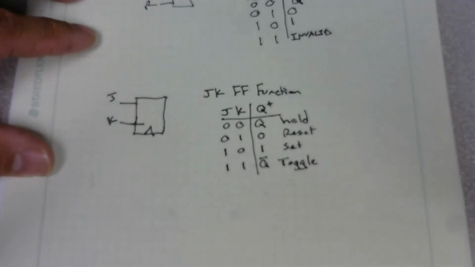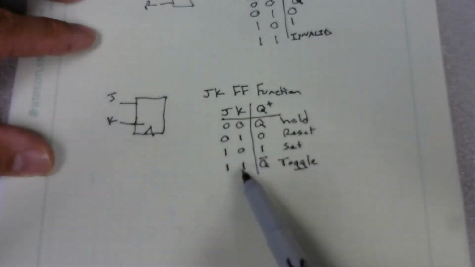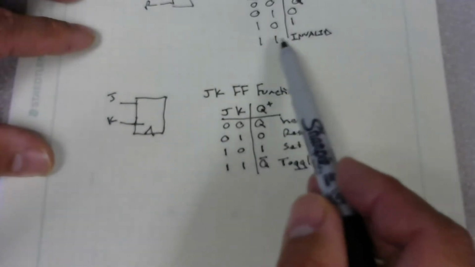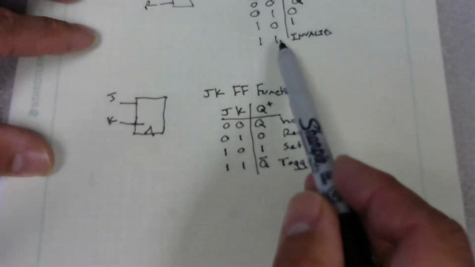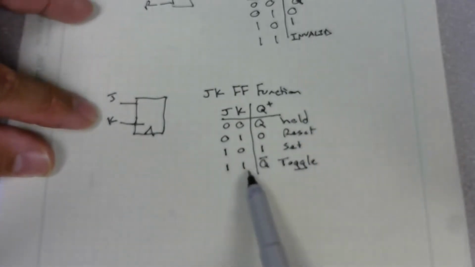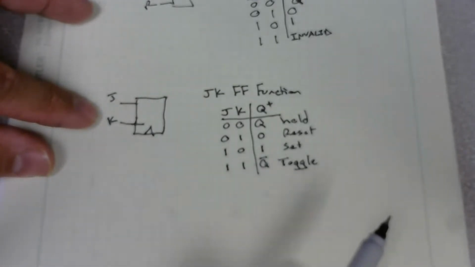It's similar to the SR latch, except one has a clock, and then two, this invalid input because of the race condition on the SR latch. You never know what you're going to get, depends on which one shuts first. That you don't have to worry about here. You put a 1, 1 in, and you're going to toggle the output. Now, that is a JK flip-flop.